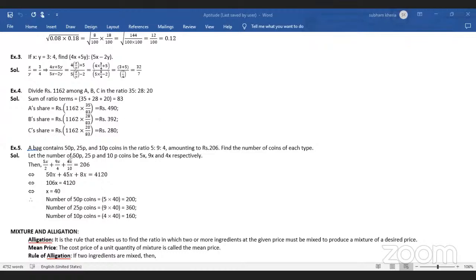Okay. Now let's come to the fifth question. What is it saying? A bag contains 50 paise, 25 paise, and 10 paise coins. So three types of coins: 50, 25, and 10, in the ratio 5, 9, and 4, amounting to rupees 206. What is the total? 206 rupees. These others are in paise, so convert this to paise too. Put double zero. It will change to paise, because 1 rupee equals 100 paise. So 206 rupees will be 20600 paise.